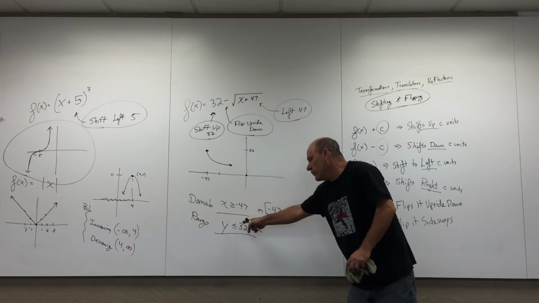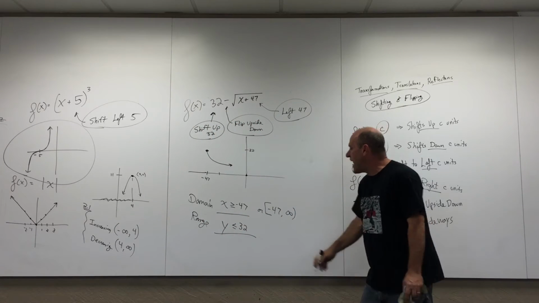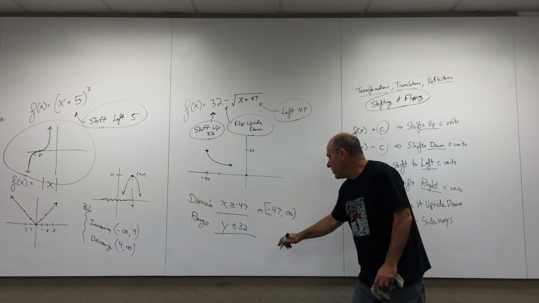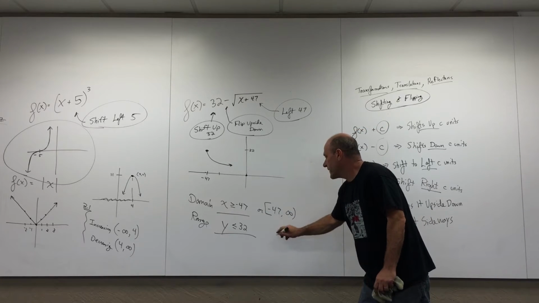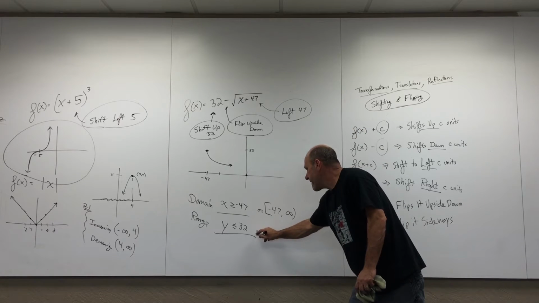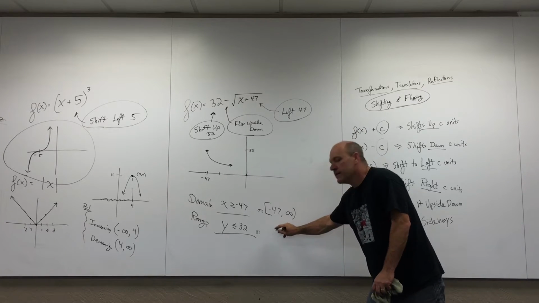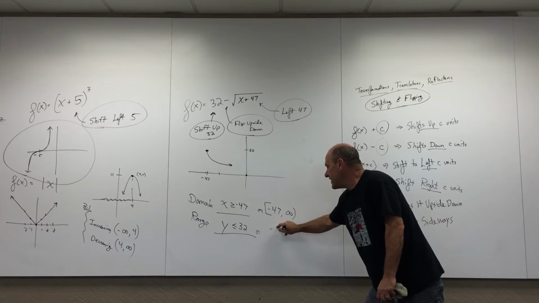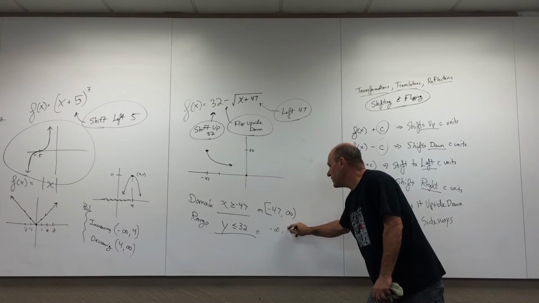Some people don't do well with this and they prefer this interval notation. How would you write this in interval notation? Negative 32. Right. I would write negative infinity, comma, 32.